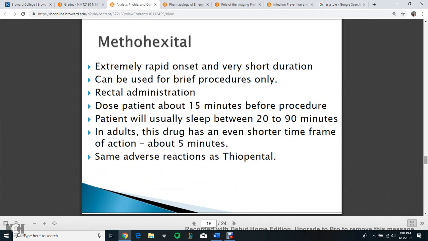Methohexital has an extremely rapid onset and very short duration, and can be used for brief procedures. With rectal administration, dose the patient about 15 minutes before the procedure. The patient will usually sleep between 20 to 90 minutes. In adults, this drug can have an even shorter time frame of action, about 5 minutes. Same adverse reactions as thiopental.